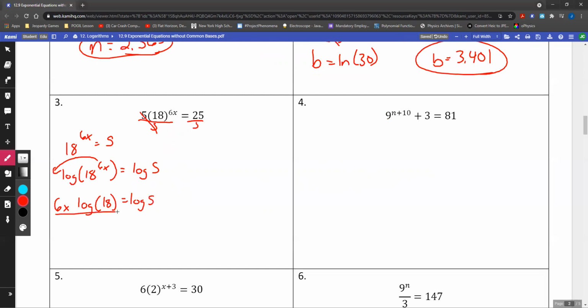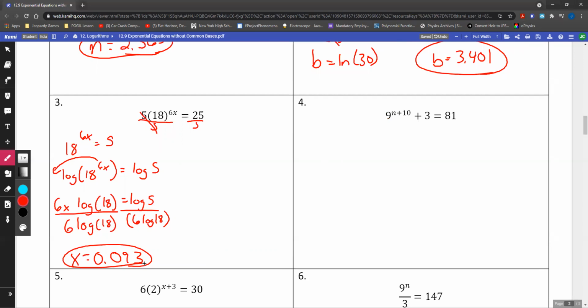Now what I can do, because I want to get the x by itself, I want to divide by 6 log 18. So x is going to be equal to log 5 divided by 6 log 18. Just make sure that when you put this in the calculator, you put parentheses around this so that it reads it properly. You should get 0.093.